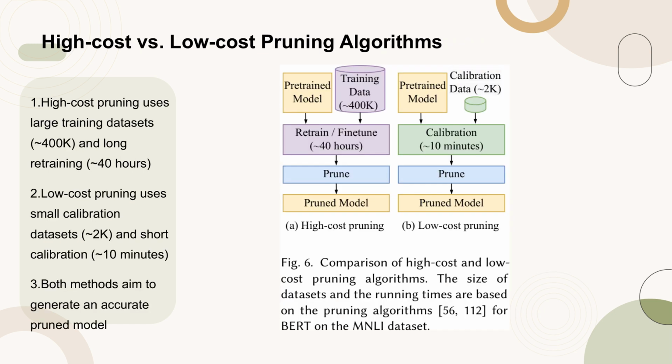Figure 6 compares high-cost and low-cost pruning algorithms, focusing on the size of datasets and running times. High-cost pruning algorithms generate an accurate compressed model through a computation-intensive retraining process on a large training dataset, which can take up to 40 hours. In contrast, low-cost pruning algorithms address the issue by substituting an expensive retraining process with a lightweight calibration process on a small calibration dataset, which takes only about 10 minutes. Both methods aim to generate an accurate pruned model, but they differ significantly in the resources required for the pruning process.